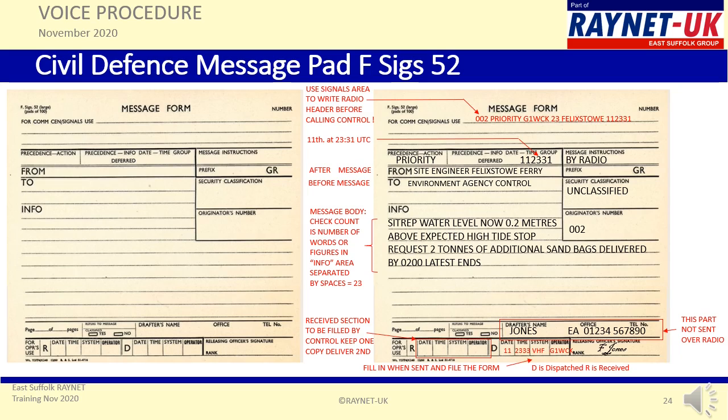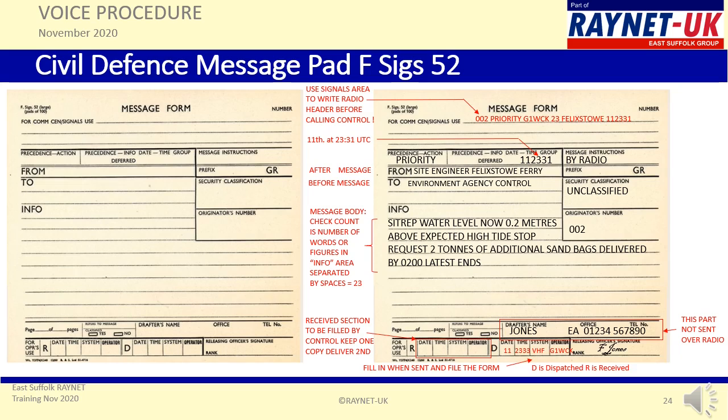At the bottom, if you are receiving the message, you fill in the 4 boxes after R with the date, time, system, which could be VHF or UHF or packet, and your call sign. If you are sending it, as in this example, you fill in the 4 boxes after the letter D for dispatched, with the date and time of transmission, the system that you are operating, and your call sign. You will see the drafter's name and contact details on the form. This part is not sent over radio, it's for local records.